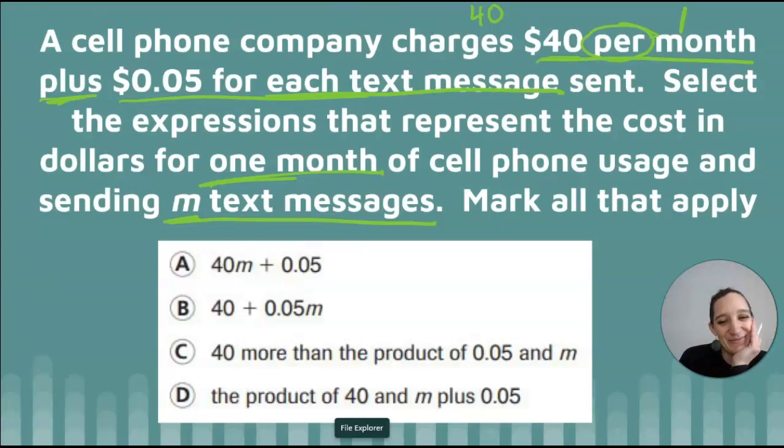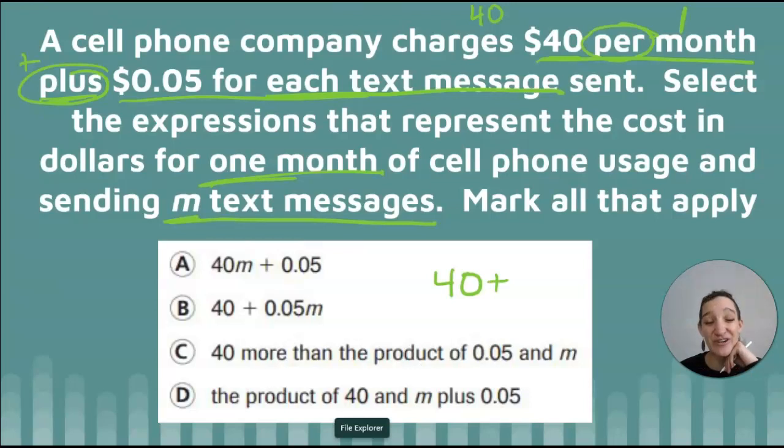What do you think? Well, it's going to be $40 no matter what for that first month, or for 1 month, right? Because it's $40 for every month. Plus, you also have to pay for text messages.